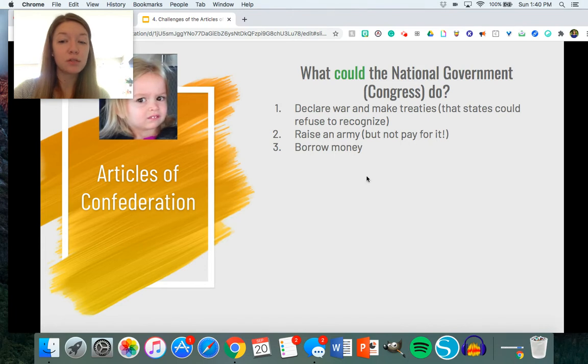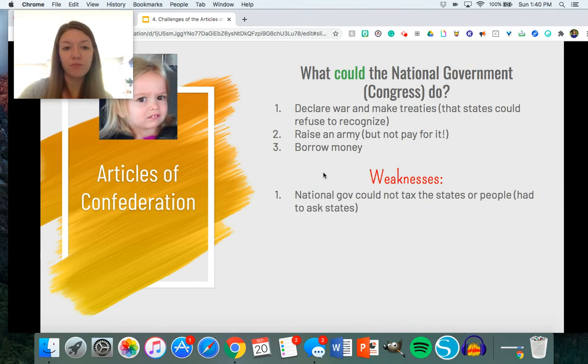So you can see these powers are very limited. The national government does not have many. It does have a lot of weaknesses, though. So our first weakness of the Articles of Confederation is that the national government couldn't tax the states or the people. And what it had to do was ask the states to pay, to basically ask for that tax money.